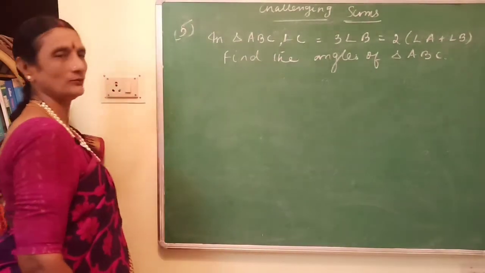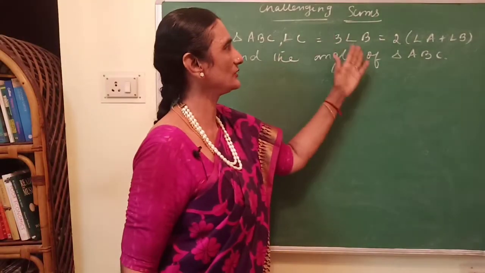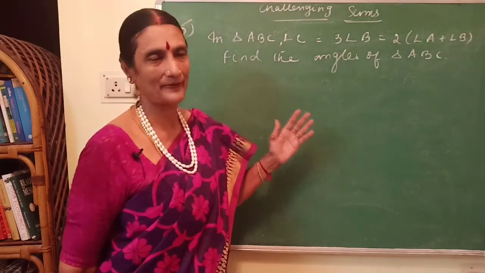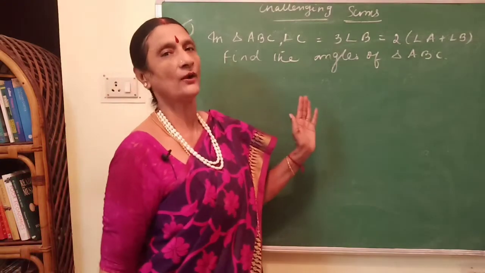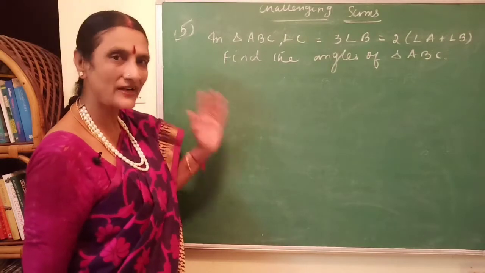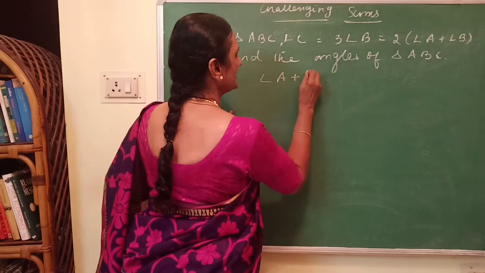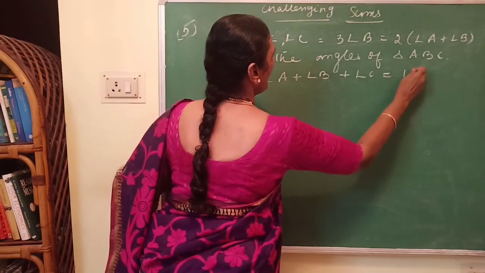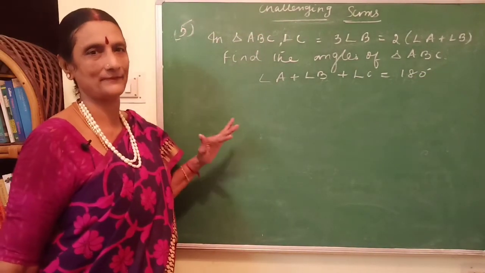Now, in a triangle ABC, angle C is equal to 3 times angle B, which is again equal to 2 times angle A plus angle B. Find all the angles of the triangle. It's a sum concerning the angles of the triangle. So the very first step that you should write is angle A plus angle B plus angle C is equal to 180 degrees. This is an important step.